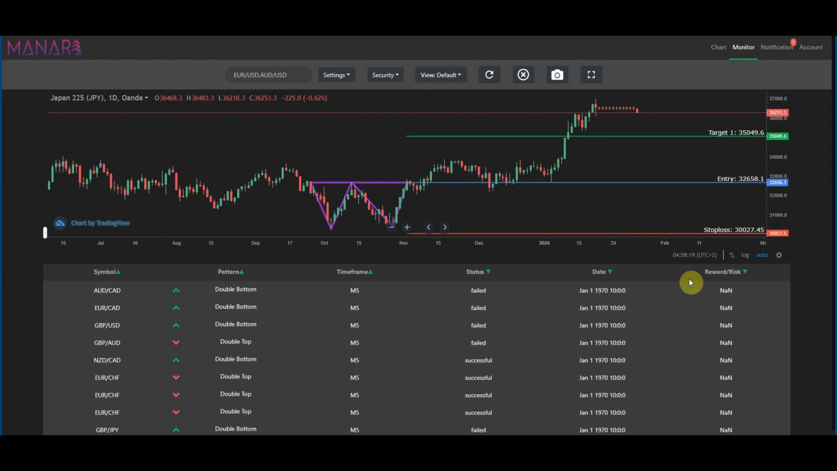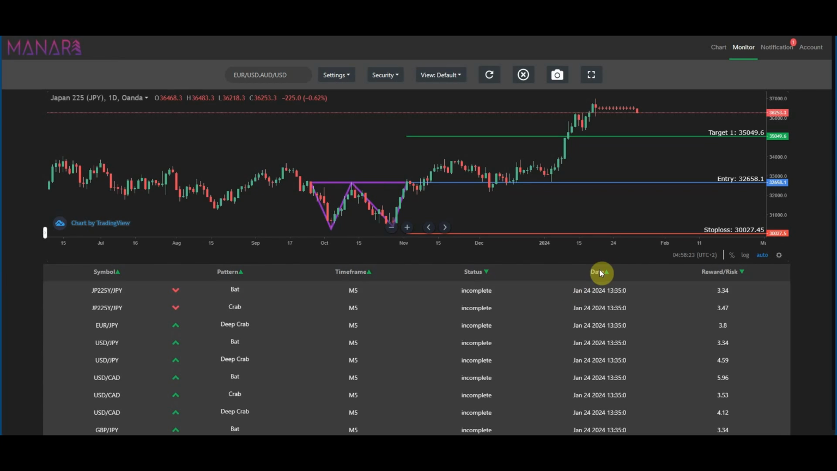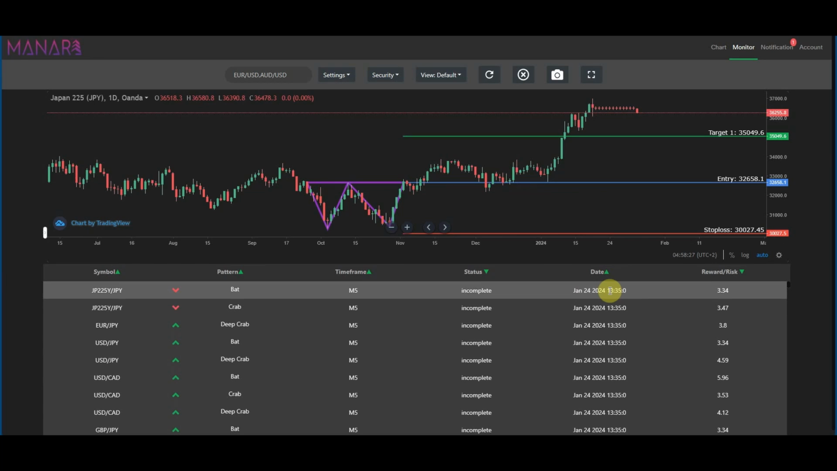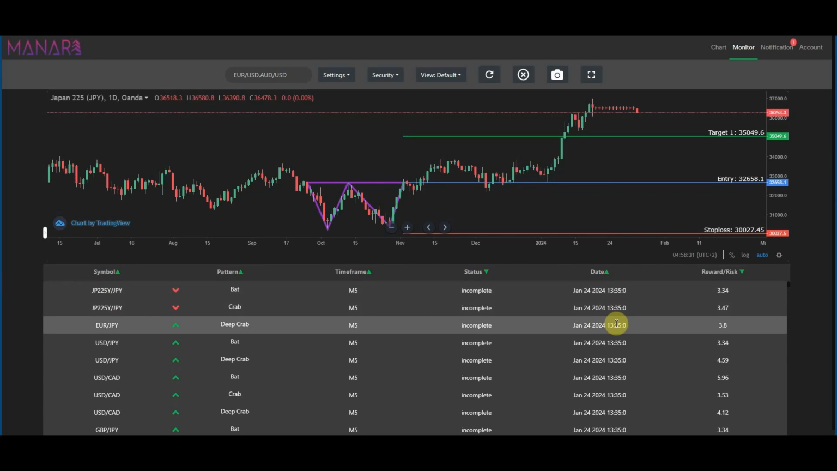Down the bottom, this is what I like to use just to go through things. I'm going to click on date, and that's going to bring the most recent alerts to the top. Now, based on what I've got set here, the most recent one for a currency is a little bit under half an hour ago, on the 5 minutes.